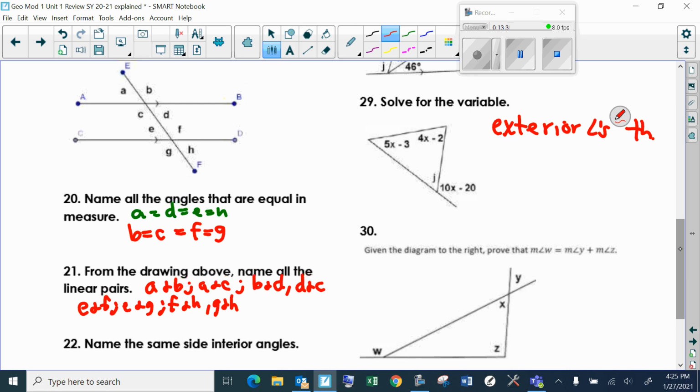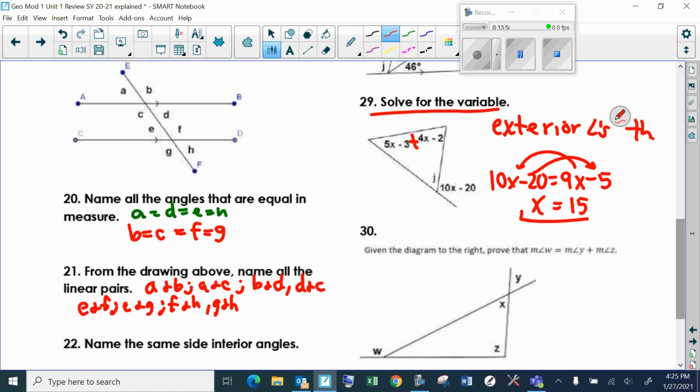We know the exterior angle equals the sum of the 2 remote interior angles that you've already filled in vocab-wise. So we have 10x minus 20 equals, I'm just combining like terms now, 9x minus 5. Subtract the 9x across, you get x, add the 20 across, 20 minus 5 is 15. So he says solve for the variable. Yes, we're done. 15 is the answer.